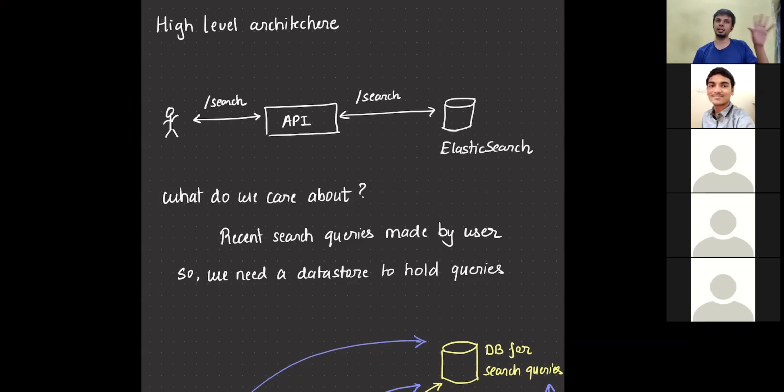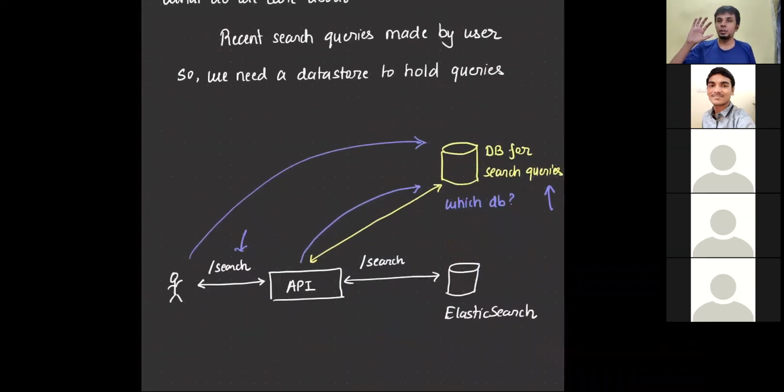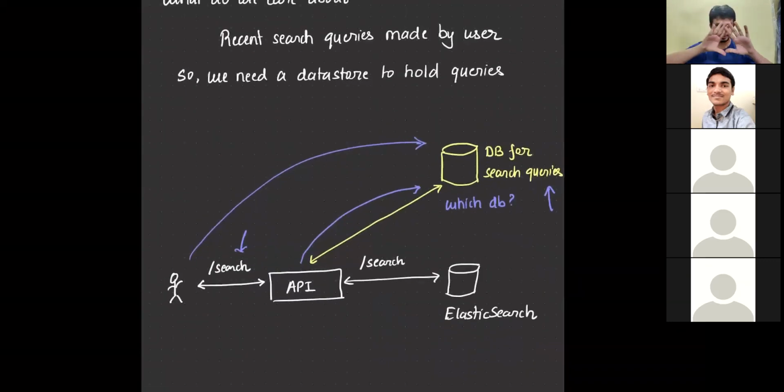API server then sends back the result to the end user. Right? Now, this is a very traditional looking architecture for handling search. But now what would come is, to handle the recent searches made by the user, we have to log the recent searches made by the user. So that would go in a separate DB.